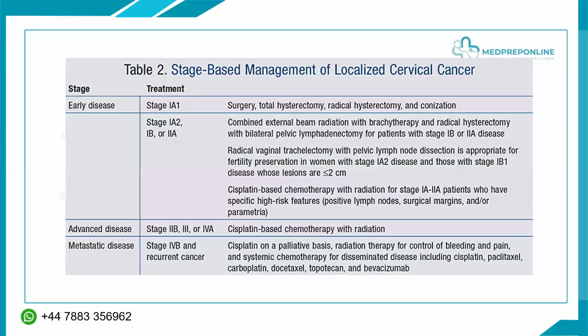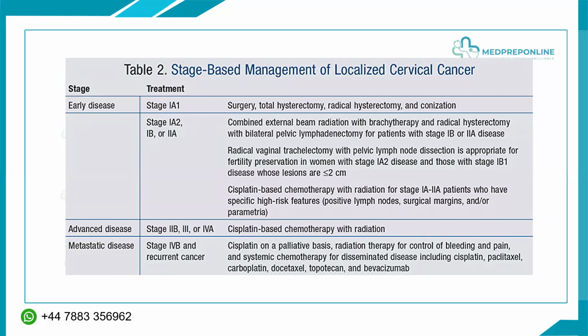Now, stage-based management of localized cervical cancer. So obviously, only the initial stages, as we know, are operable, and later you give palliative chemoradiotherapy. So in 1A1, you have all the options. Patient can undergo a total hysterectomy. They can undergo a radical hysterectomy or conization if you need a fertility sparing surgery. In stage 1A2, 1B, or 2A, again, you have the option of radical hysterectomy, combined with, now you need more aggressive treatment. So radical hysterectomy with pelvic lymphadenectomy, as well as patient may require external beam radiotherapy.